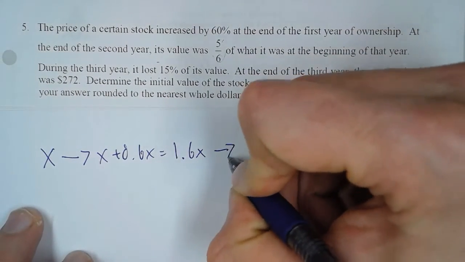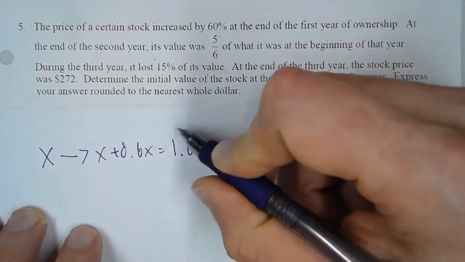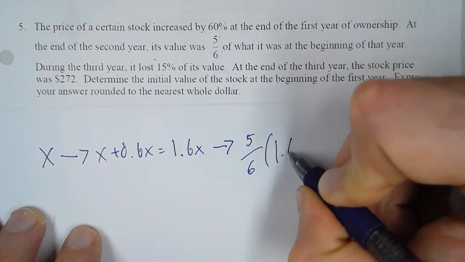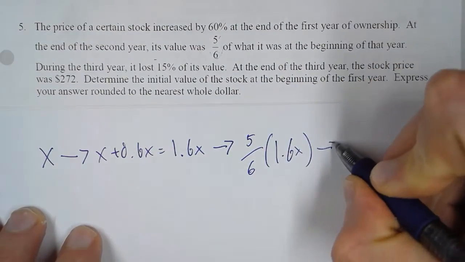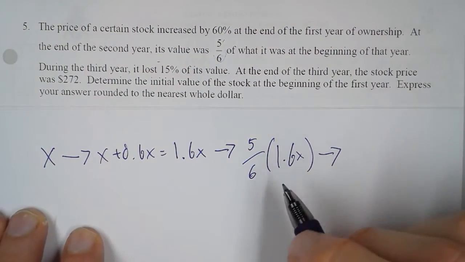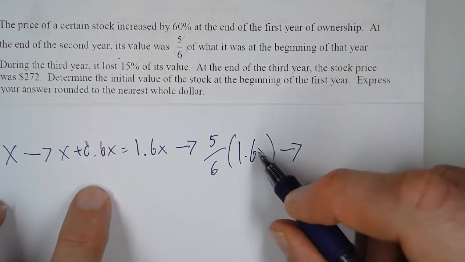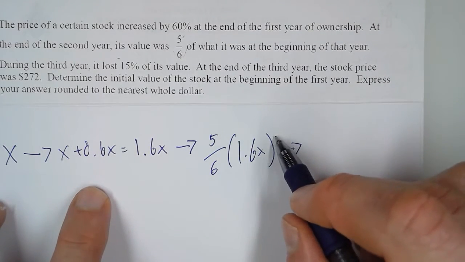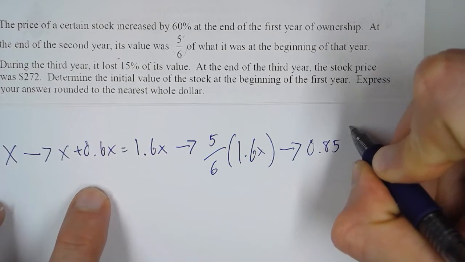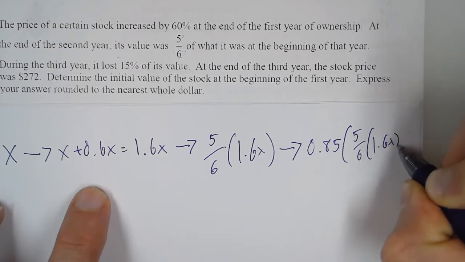Then it says at the end of the second year, its value was 5/6 of what it was at the beginning. So we take this and multiply it by 5/6 times 1.6x. Then it says during the third year it lost 15%. So from here we need to lose 15%. Now instead of saying this minus 0.15 of this, instead I'm going to write 0.85 times 5/6 times 1.6x.